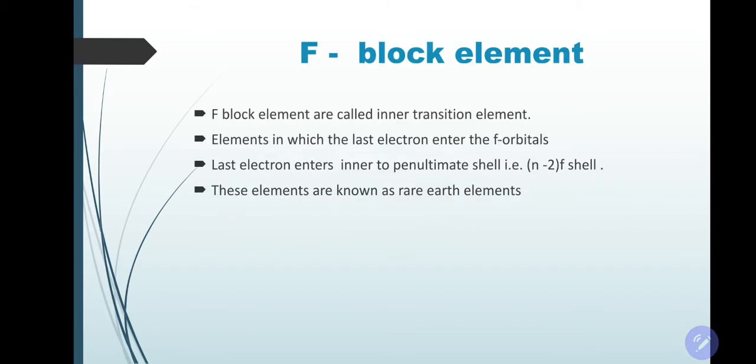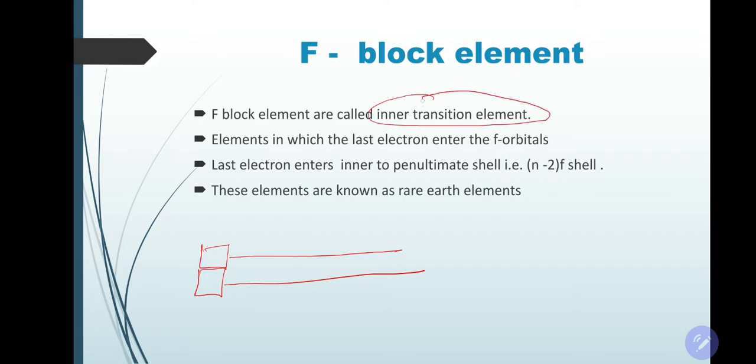Now let us learn about F block element. As we have seen, the two blocks which cannot be accommodated in the periodic table are placed at the bottom of the periodic table. So they are known as F block element. F block element are also known as inner transition element. These are the elements in which the last electron enters the F orbital. So the last electron enters in the inner or penultimate shell, that is n-2 F shell. So these elements are known as rare earth element.